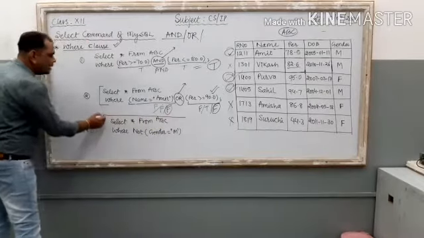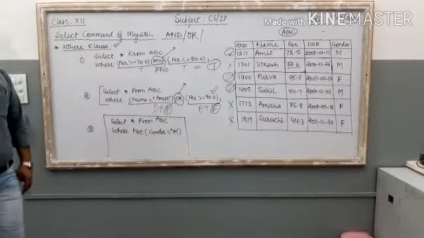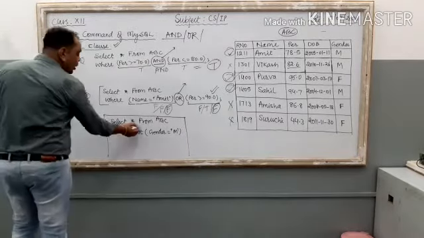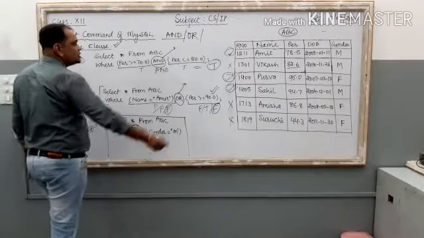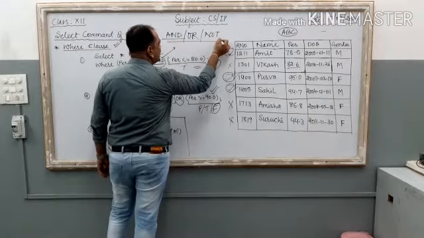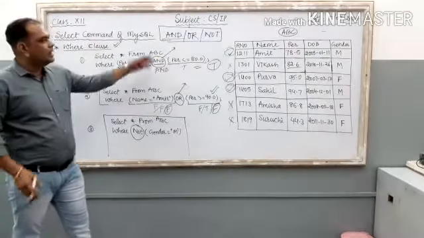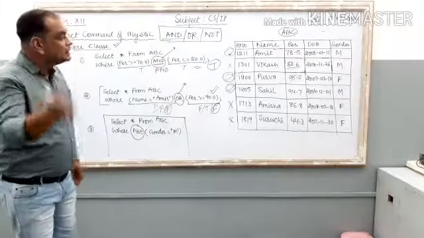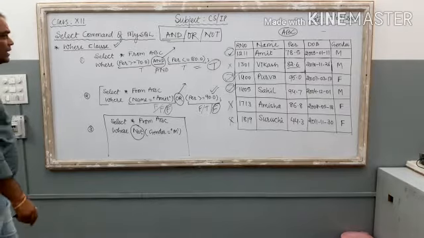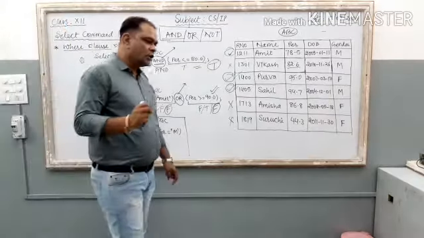Now the third one. We are here at the third command. Just check it out. What is there? Select star from ABC where not. It is the third logical operator. AND, OR, NOT. 3 logical operators are there in each and every language. You can use Python. In Python also these three are there. C++, Java, MySQL, everywhere you will find these three logical operators. So not means what?